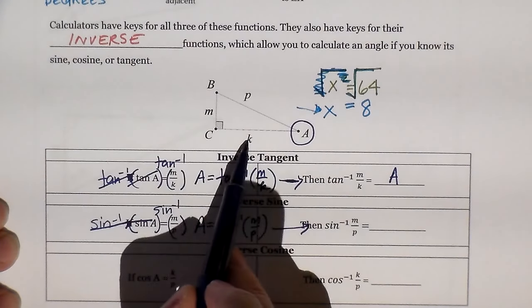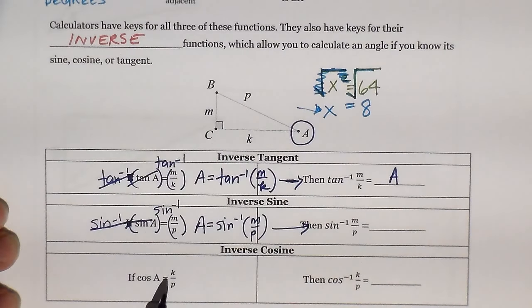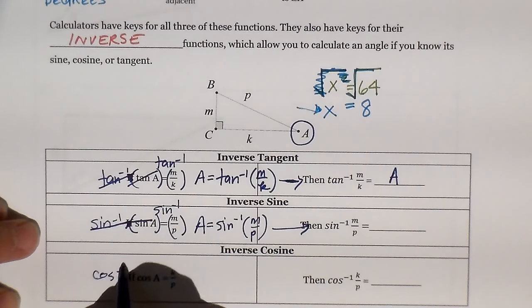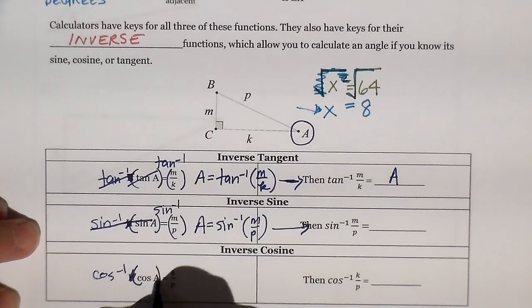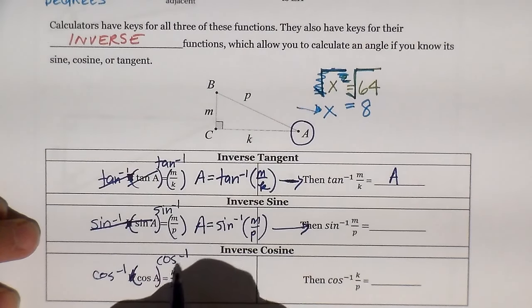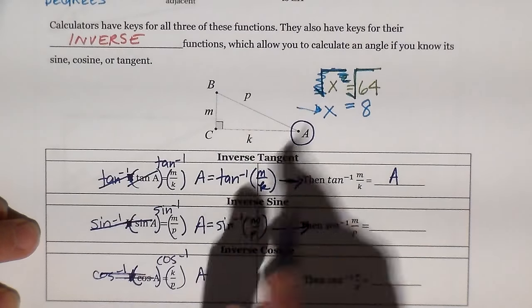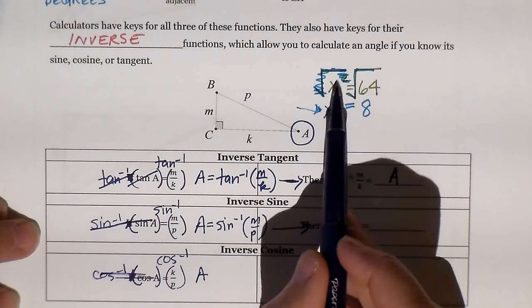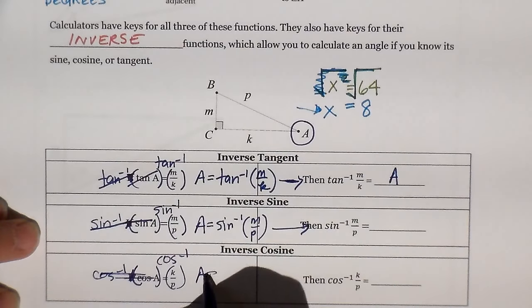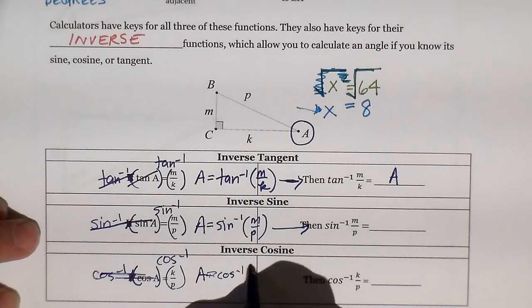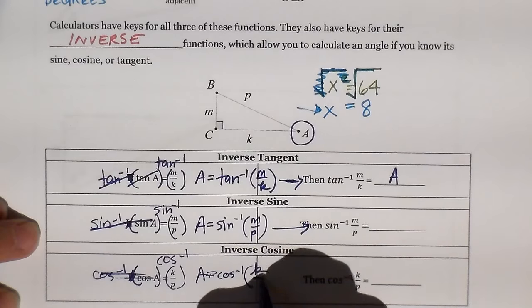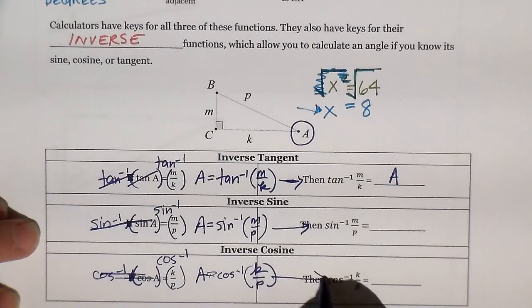So now, let's look at cosine. Cosine of A is adjacent, which is k, over p. If I want to actually find A, what I'm going to do is inverse both sides. The inverse will undo the cosine function and just leave me with A. Just like up here, square root and square just left me with x. And on this side I have inverse cosine of k over p, which is that equation.